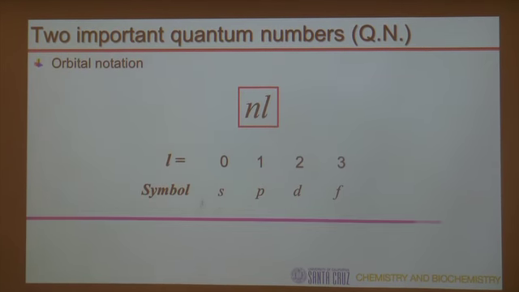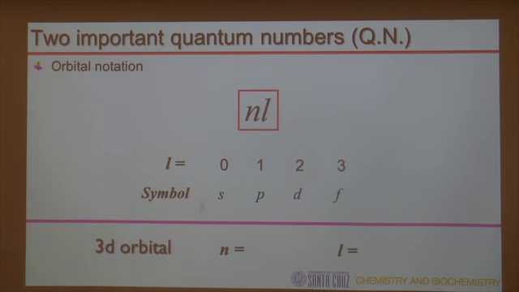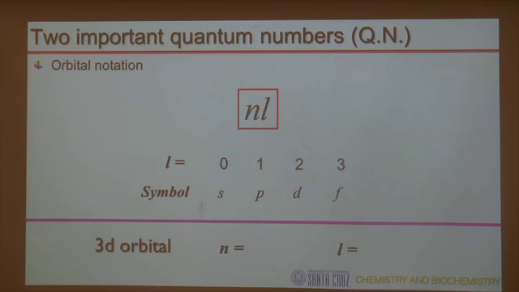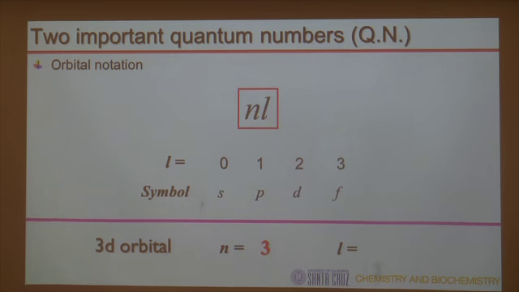Okay. So let's do one exercise for 3D orbitals. Can you tell me what n is and what L is? Straightforward. n equals 3 and L equals 2. Someone would say, even after several days, if I ask this again, L equals 3 because s, p, d is 1, 2, 3. Well, count from 0.